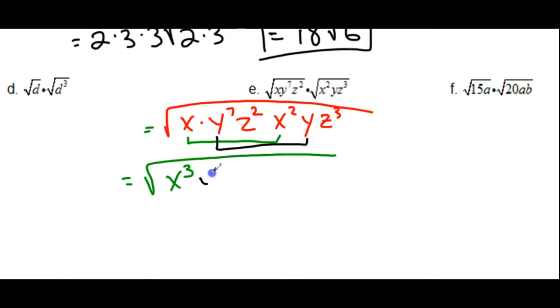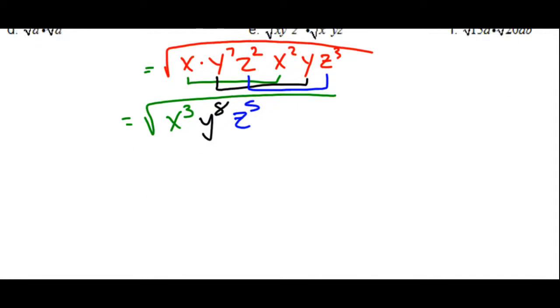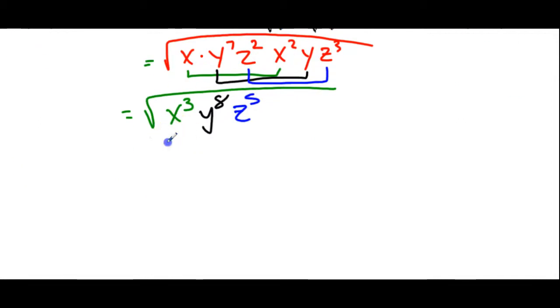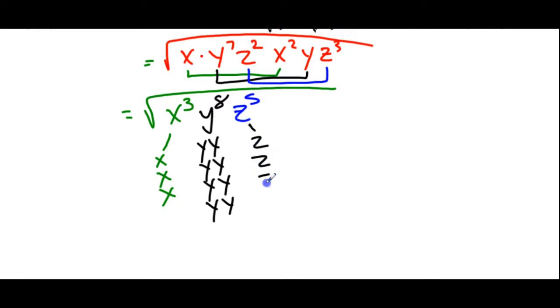Y to the 7th times y is y to the 8th. And then z squared times z to the third is z to the 5th. Alright? So let's break this down. For the x's we have 1, 2, and 3. For the y's we have 1, 2, 3, 4, 5, 6, 7, 8. And then for the z's, we have 1, 2, 3, 4, 5. Sorry, I should have done that in blue, but whatever.